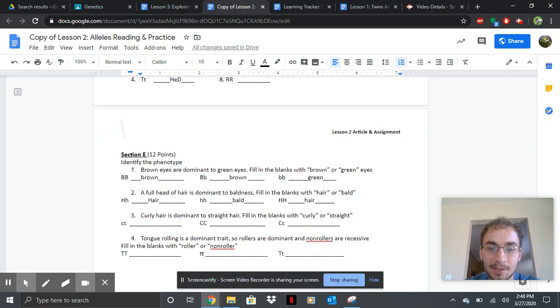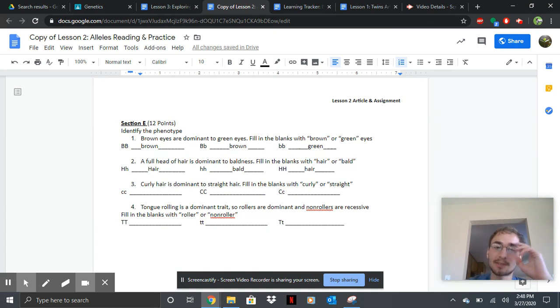Moving on. Section E. Now, based on this person's genes, I want you to figure out what they're going to look like. So remember, capital letter, that is going to be a dominant trait. So if you ever see capital, just think dominant. So it says brown eyes is dominant to green eyes. So if I see capital, I know that kid is going to have brown eyes, which is why brown eyes are more common. So 2 capital B's, brown, 1 capital B is still brown, 2 lowercase b is going to be green. Okay, moving on.